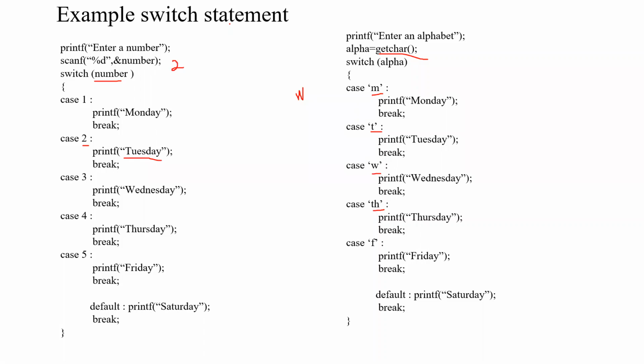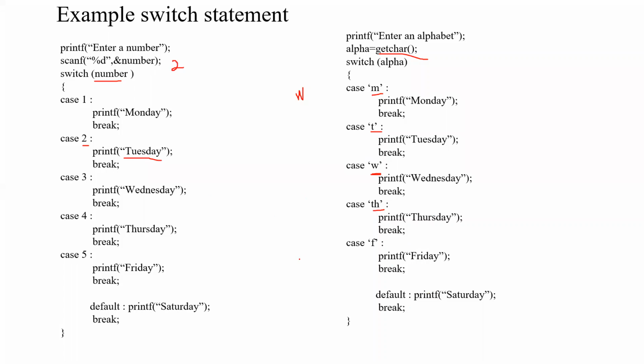Wednesday, ma'am. Okay. So Wednesday, here you can directly see, it will be accepting the W letter, and it will be directly moving because it is checking and seeing that the case label for this third case is matching. So it will be printing Wednesday.